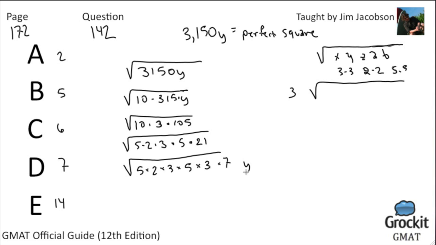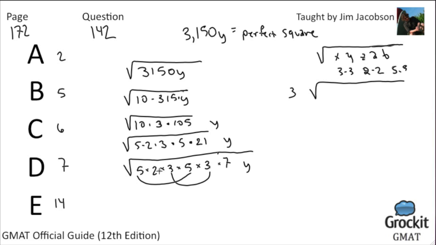And remember, there's a y under there too. We're just not dealing with it right now. So in order for this whole thing to be a perfect square, which is what we need to figure out what y is, all of these need to be pairs of prime factors. So we have a pair of 3's, we have a pair of 5's, but what we're missing is a pair for the 7, and we're missing a pair for the 2.